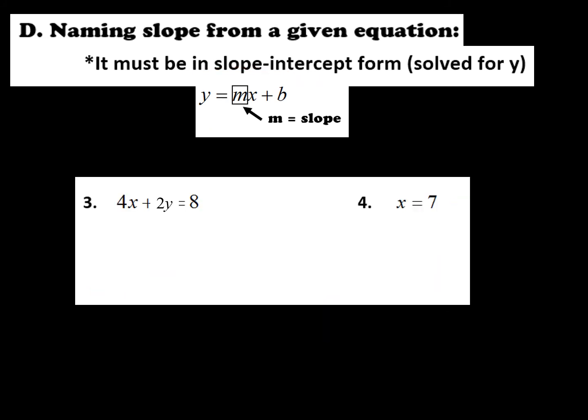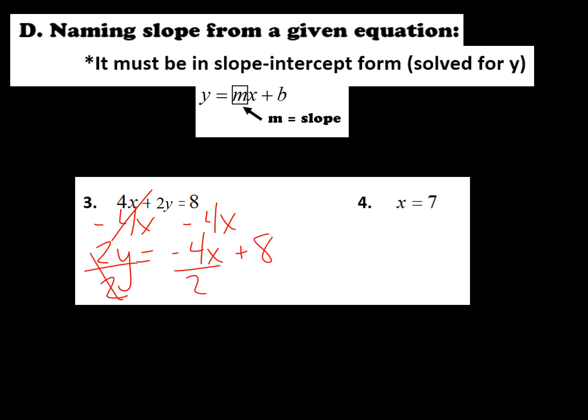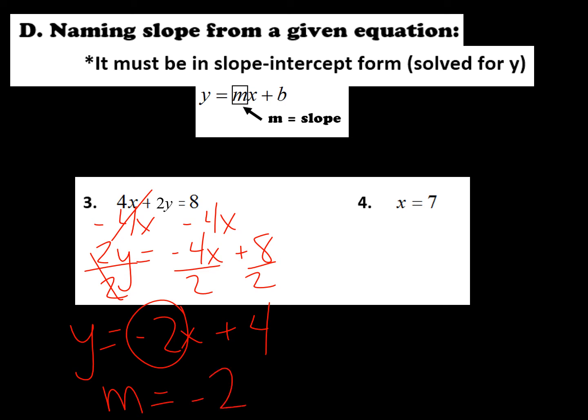Okay, number 3, notice that it is not in that y equals mx plus b format. So I need to solve for y here. So I'm going to subtract 4x from both sides. I get 2y equals negative 4x plus 8. Divide everything by 2. I get y equals negative 2x plus 4. So there, that number with the x is negative 2. So the slope of my line here is negative 2.